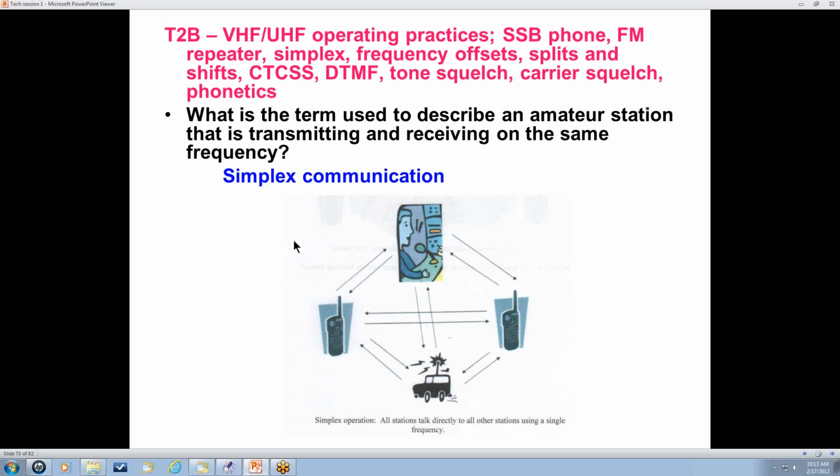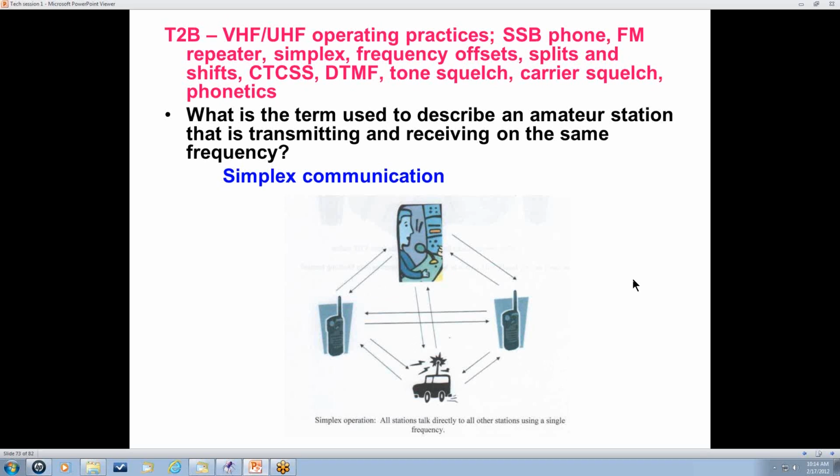Okay. What's the term used to describe an amateur station that's transmitting and receiving on the same frequency? That's called simplex. That's easy to remember because it's nice and simple. You're on the same frequency transmitting and receiving. Here's a diagram of it here. You have an operator here who can talk to this person, this person, this person. They can all talk to each other because they're all on the same simplex frequency. Okay? So they can all intercommunicate.